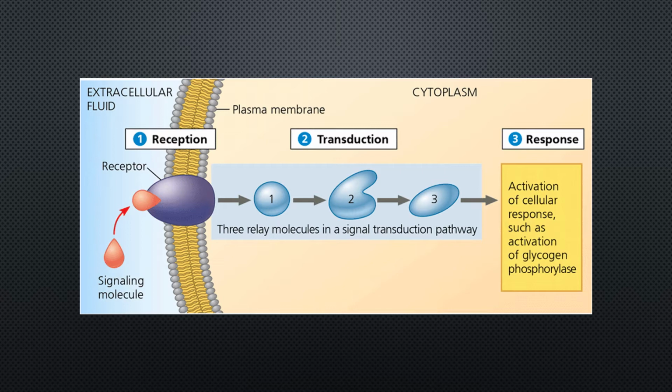Once the ligand binds the receptor, then there's what we call transduction, and that's basically a relay of information, and that can happen in several different ways. We call these either relay molecules, or we can also call them secondary messengers. But at the end, the last secondary messenger then causes a response, and that's an activation of cellular processes or a change in genetics.